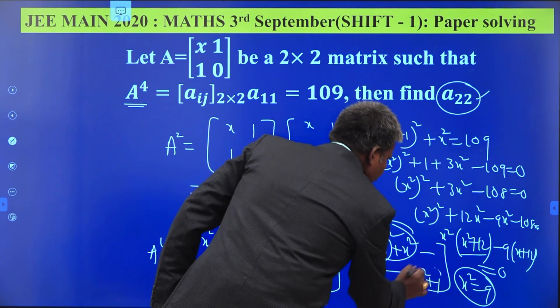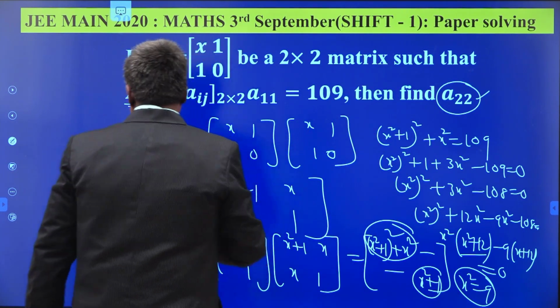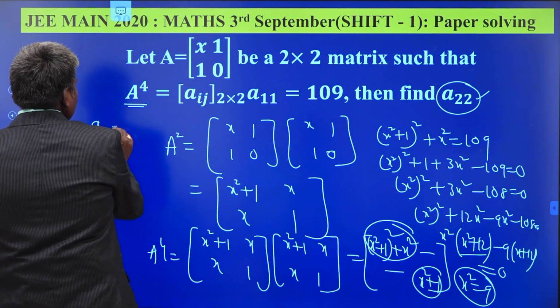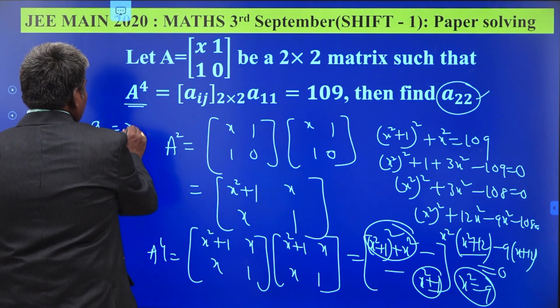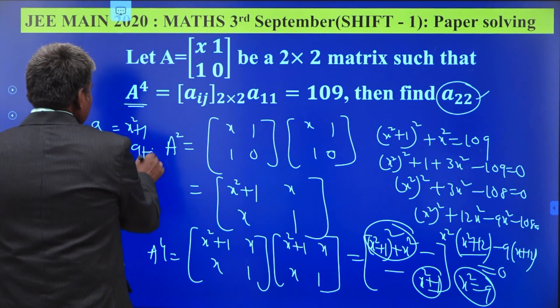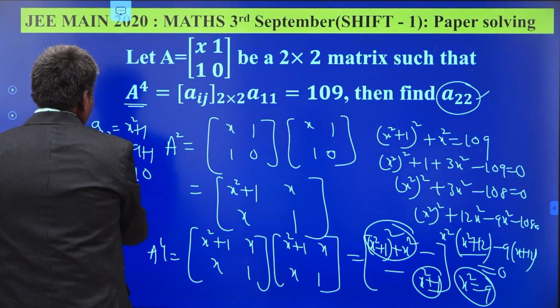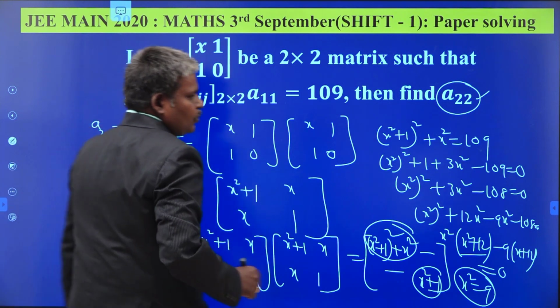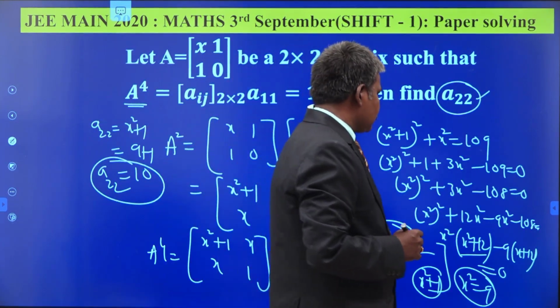When x square equals 9, what is a22? The value of a22 is nothing but x square plus 1, that is 9 plus 1, which is 10. So a22 is equal to 10.